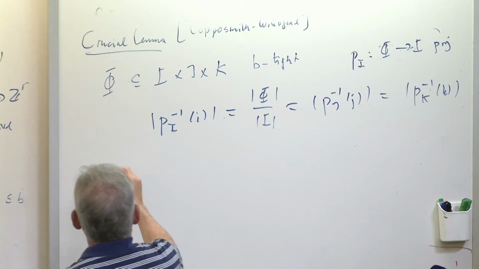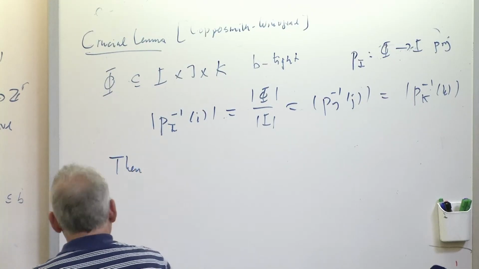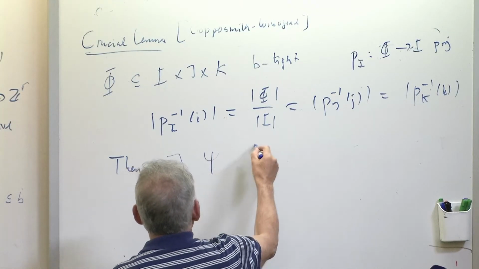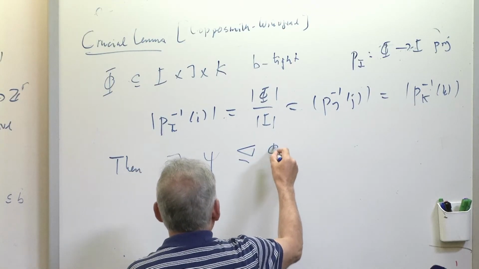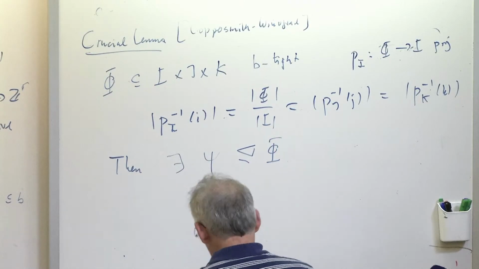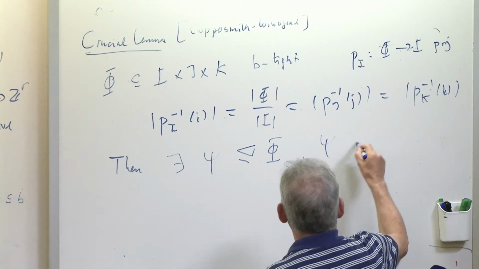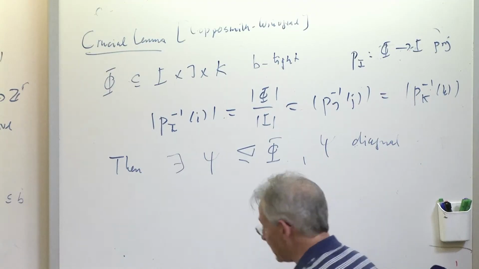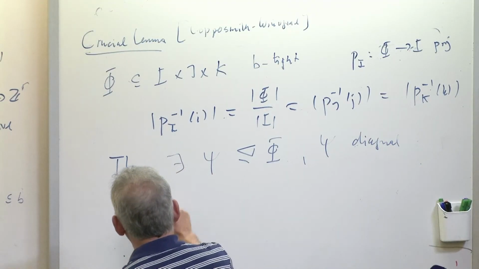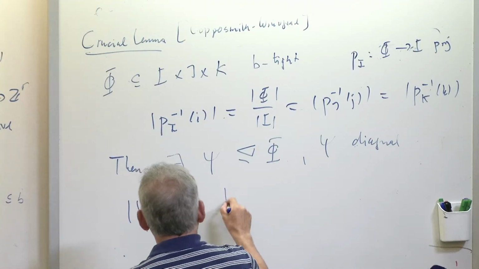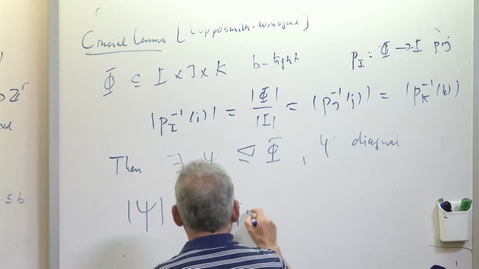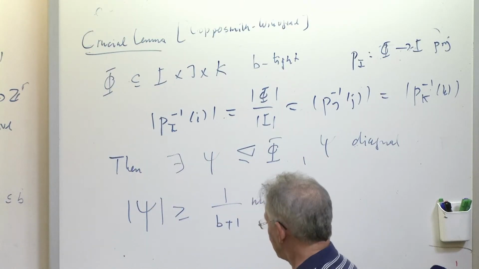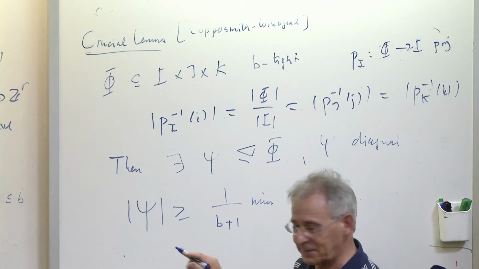And then, if this is the case, then it says there is a psi which is a combinatorial degeneration of phi, and psi is a diagonal. And the size of psi is huge. So it's 1 over B plus 1 times.